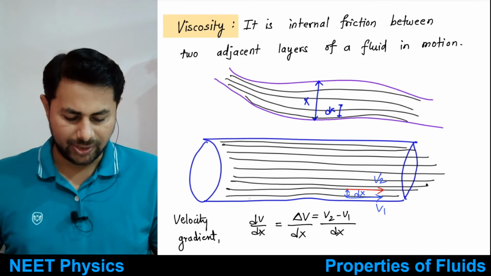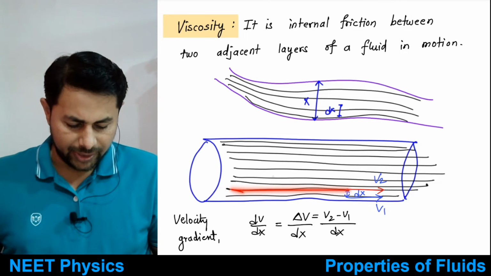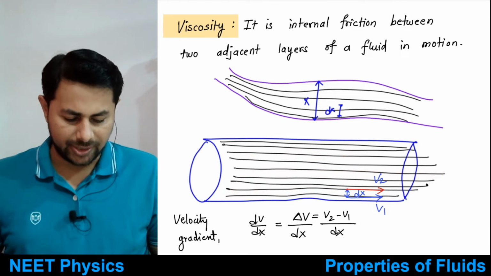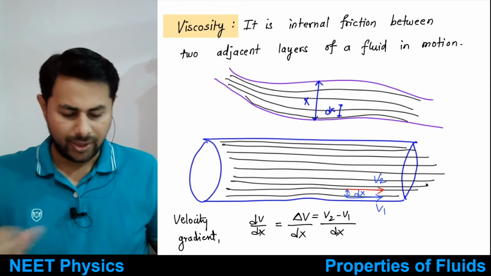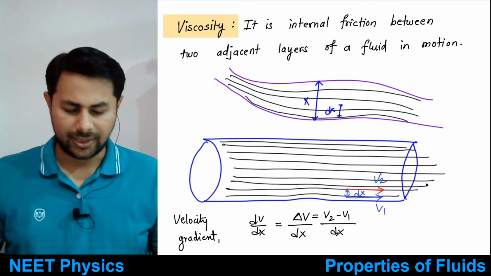So see what happens here is, suppose there is this fluid in this pipe. When the fluid moves, you can assume there are different layers of fluid, and one layer slides above another layer. Okay, one layer slides above another layer, right?